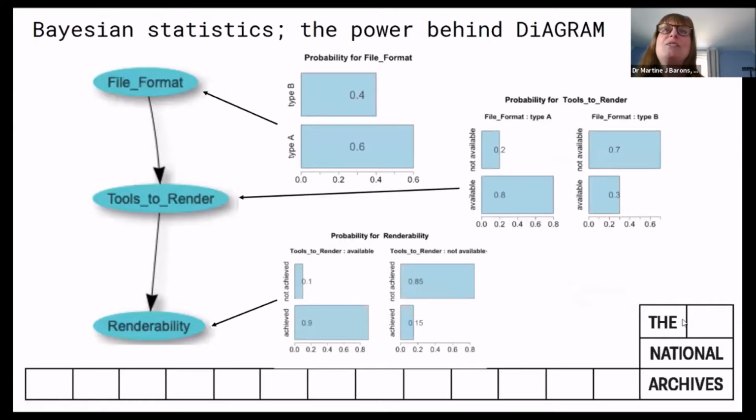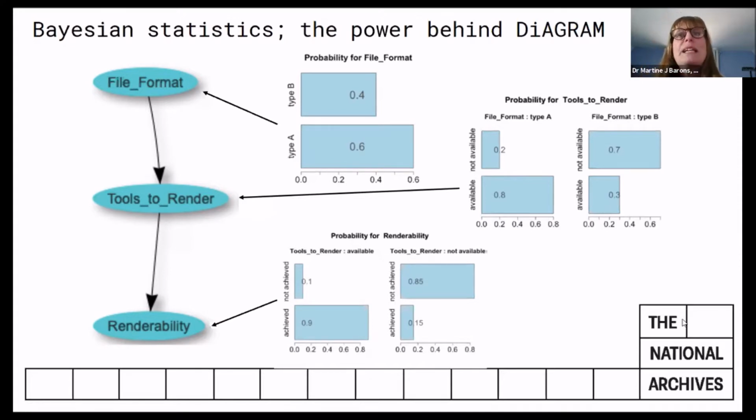So we see here for the box on the top that the file format, well, we've got 60% of our files are type A and 40% of them are type B, which means if you pulled a file at random, the probability of you picking a type A file would be 0.6, and the probability of picking a type B file would be 0.4. Going down to the next one, tools to render. Well, if you have file format type A, the probability that you don't have tools to render is 20%, and the probability you do is 80%. If you have file format type B, this is obviously a problematic file format type, there's a 70% chance you won't have the tools to render it and only a 30% chance that you will.